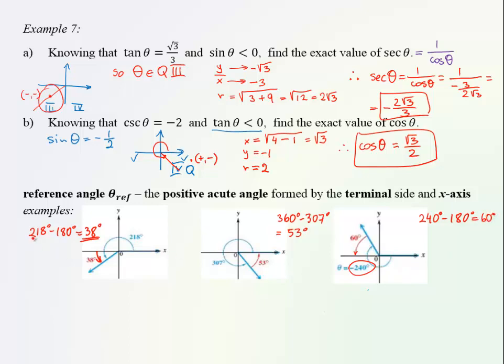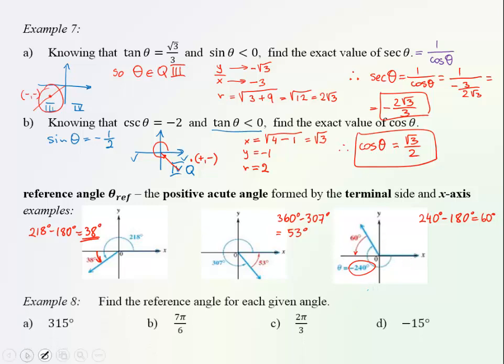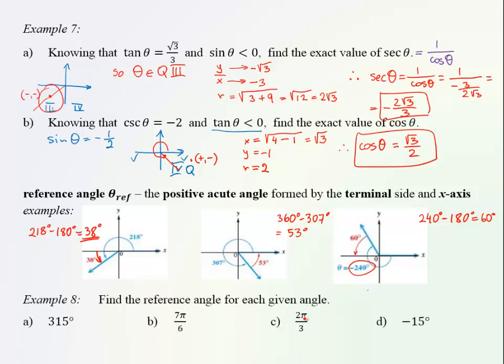I don't want you to try to memorize what to do, either to add 180, subtract 180, or subtract from 360. The best idea is just to look at the diagram and get the closest distance in terms of angle from the terminal to the x-axis. Always refer to the x-axis, never to the y. So let's find the reference angle for each of the given angles.